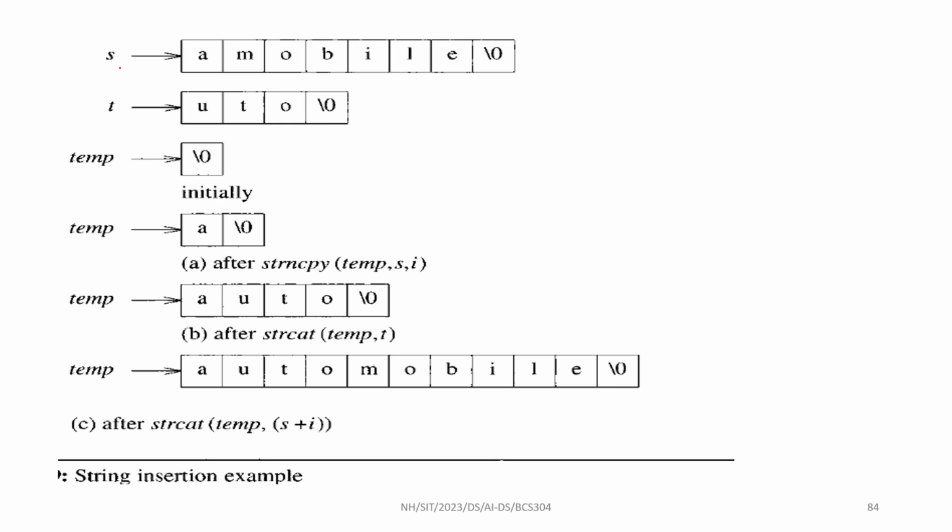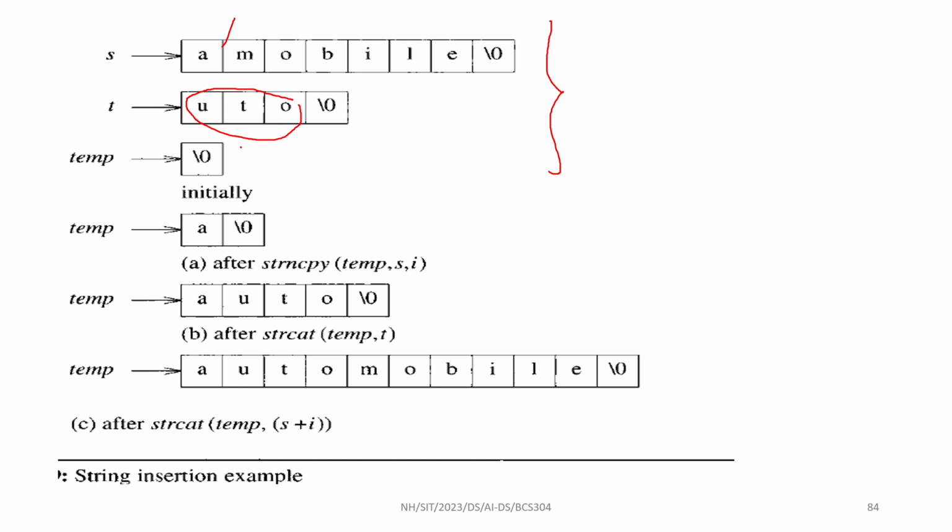Okay, so you are given two strings. The first string is AMOBILE and the other string is UTO. And temp is nothing, no data found. So this is the initial case, the initial data given. This is the first string S, this is the second string T, and this is the resultant string. Now, as you can see, I have to insert UTO after A. That's the purpose of this program.